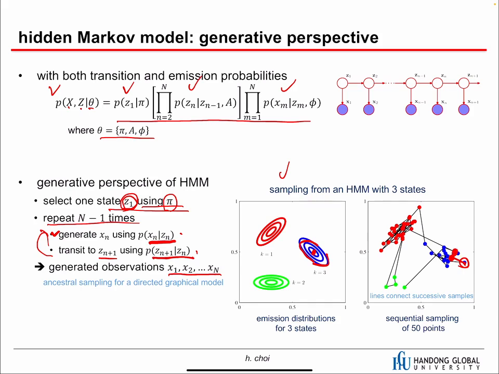Now, when we transit, accidentally we transit to state 1. Now we go to state 1, and from this state 1 we generate one sample. That is something like this. So we repeat this n times, and then we can generate all the samples like this.